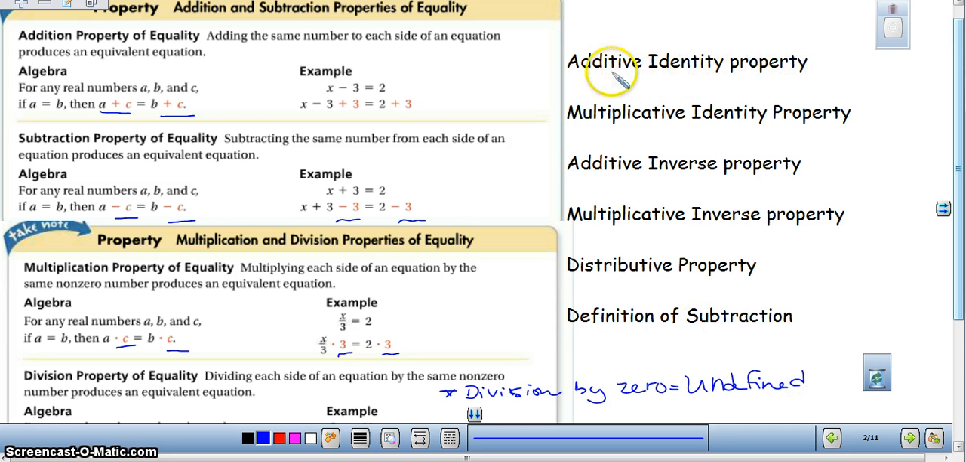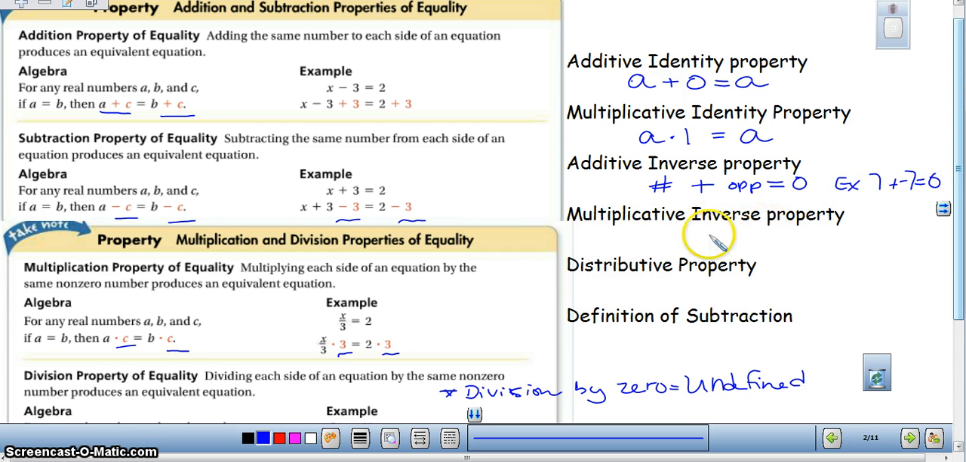The additive identity, well, what number can we add? The additive identity property says that we can take a plus 0 and it will equal a. Any number plus 0 will equal what you started with. The multiplicative identity is that if we take any number a times 1, it'll always equal what we started with. The additive inverse property says that if you add a number and its opposite, or its inverse, it will always be equal to 0. So an example would be 7 plus negative 7 would equal 0.